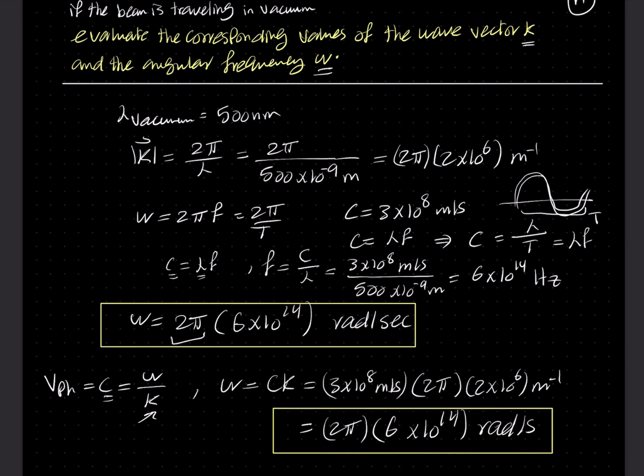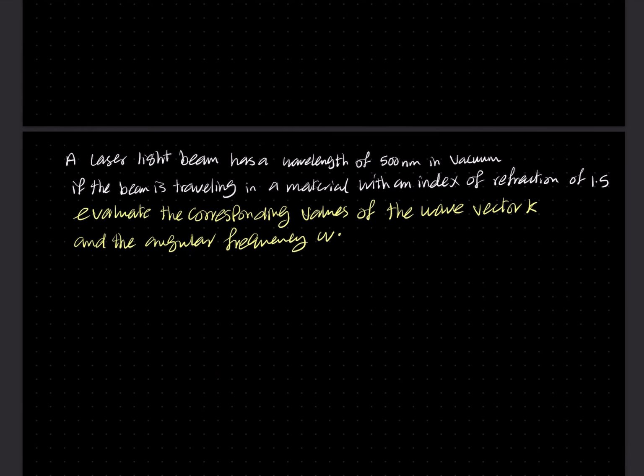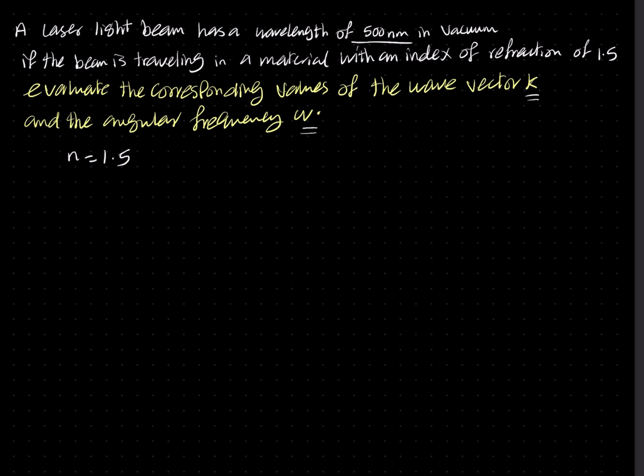Let's look at that. This is actually the second problem we have here, which is the same kind of question with the same wavelengths, 500 nanometer in vacuum, except that the beam now is traveling through a material and it has an index of refraction of 1.5. So n equals 1.5 of that material. Okay, and we need to find the magnitude of the wave vector, k, again, and the angular frequency, omega.